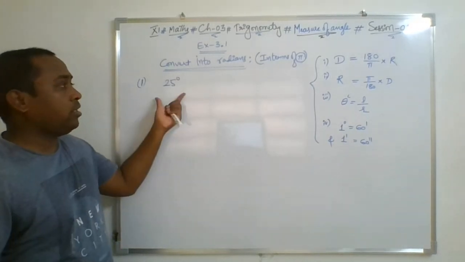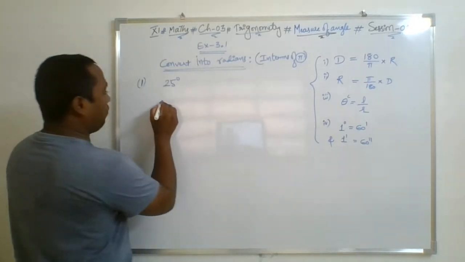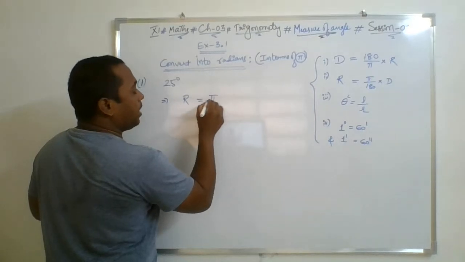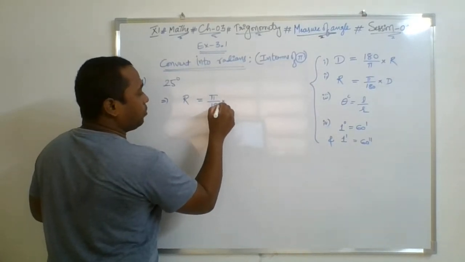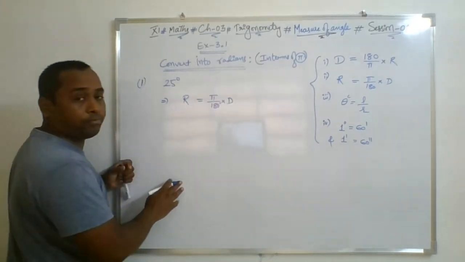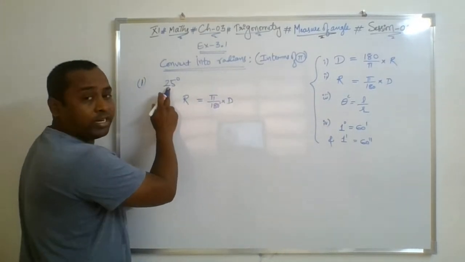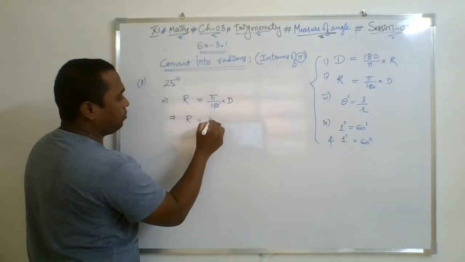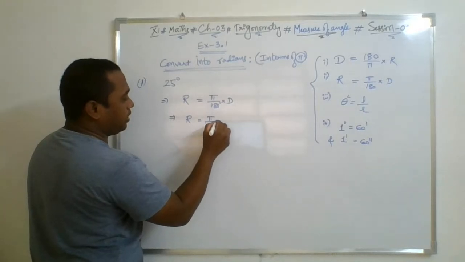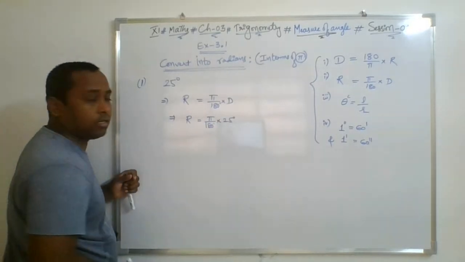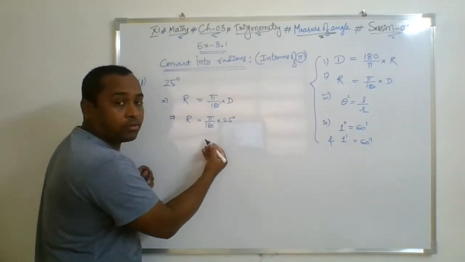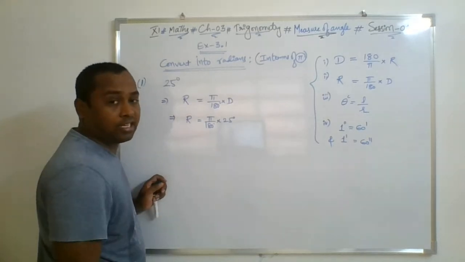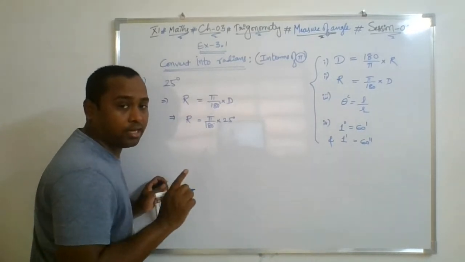Now we want the radian answer, so we want to convert them into radian. The radian formula is pi by 180 into the degree measure. The degree value is given as 25, so just substitute. So radian measure is equal to pi by 180 degree into 25 degree. Simple. Now if cancellation is possible, do it, and don't disturb the value of pi, because we want the answer in terms of pi.